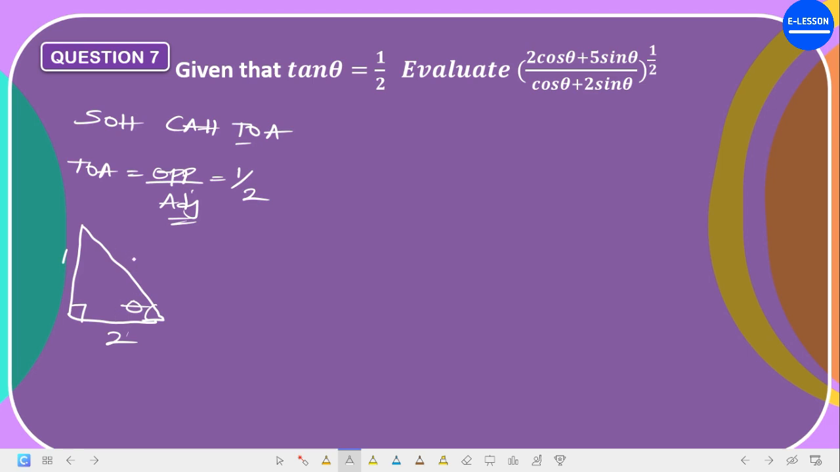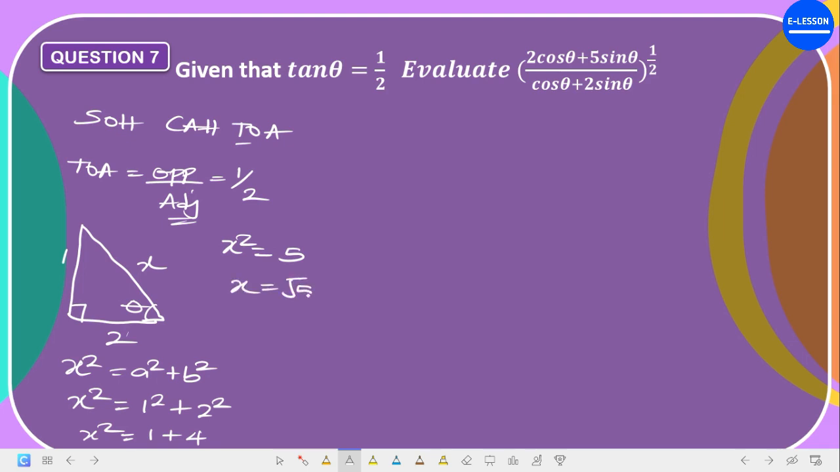Now, how do we get your hypotenuse? Now, this is x. From Pythagoras theorem, we know that x squared is equal to a squared plus b squared. Where's your a? 1. B is 2 squared. So x squared will be equal to 1 plus 4, which is 5. And x will be the square root of 5. So the hypotenuse here is the square root of 5.